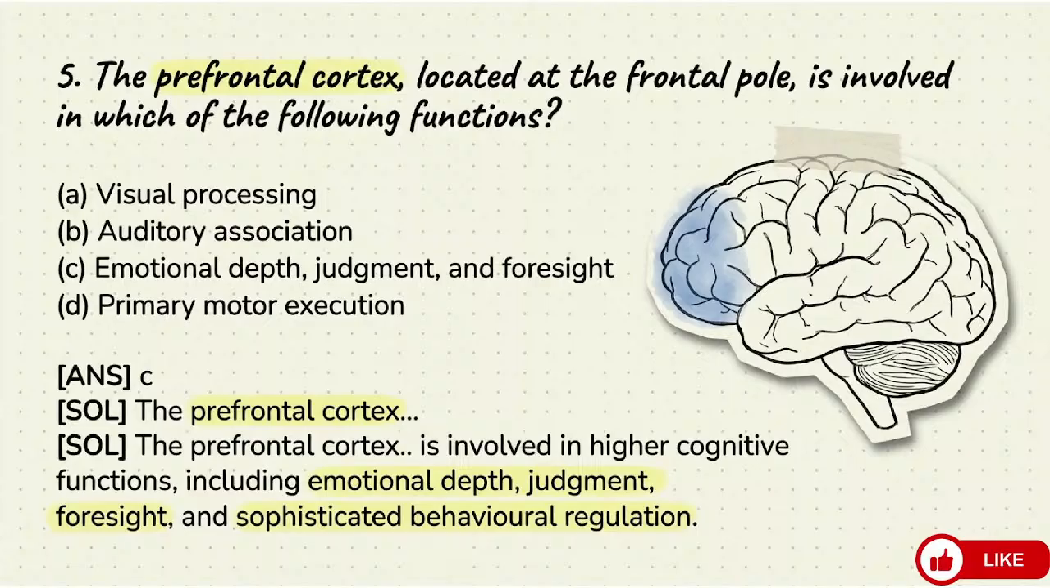Question number 5. The prefrontal cortex located at the frontal pole is involved in which of the following functions? Here you will find the prefrontal cortex. Visual processing, auditory association, emotional depth, judgment, foresight, primary motor execution.